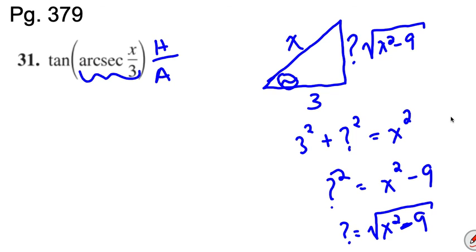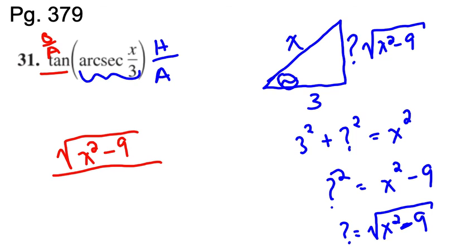So coming back in here, now we're looking for tangent. So tangent, I know, is opposite over adjacent. So my opposite is square root of x squared minus 9 over my adjacent, which is 3. And that is your final answer.